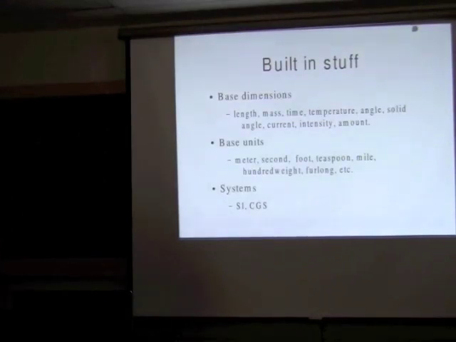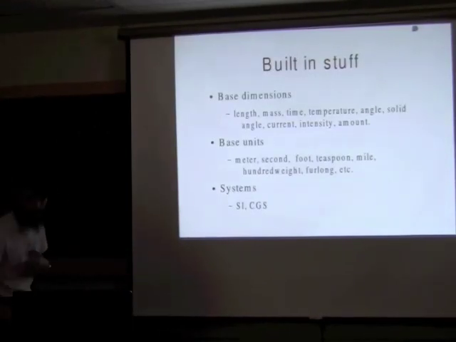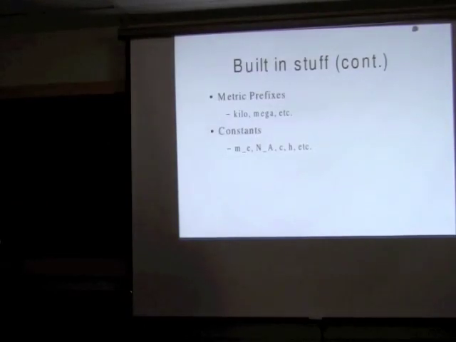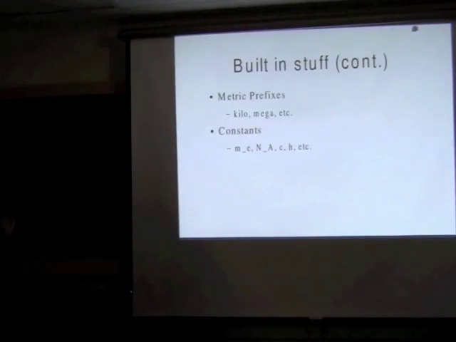Again, you have the SI and CGS systems. Both of those have a bunch of typedefs and static constant units to make it easy to work with if you're just using SI. And there are metric prefixes. I think in an earlier example, I was using mega in one of the I/O examples. They're just constants you can multiply by to add a prefix. And we have a bunch of typed constants, like electron mass, Avogadro's number, the speed of light, and so on, all with the correct units. And I guess that's all I have.